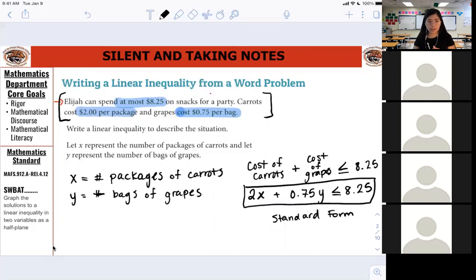So we're going to do another example. You guys ready? Miss, hold up, I want to copy. Okay, take a couple more seconds to copy. I got you.